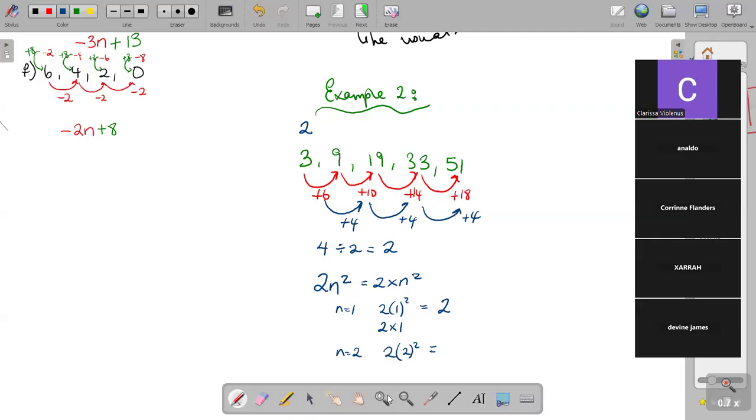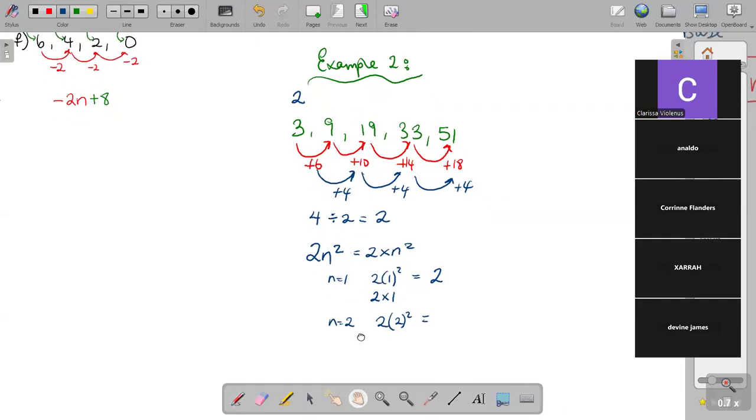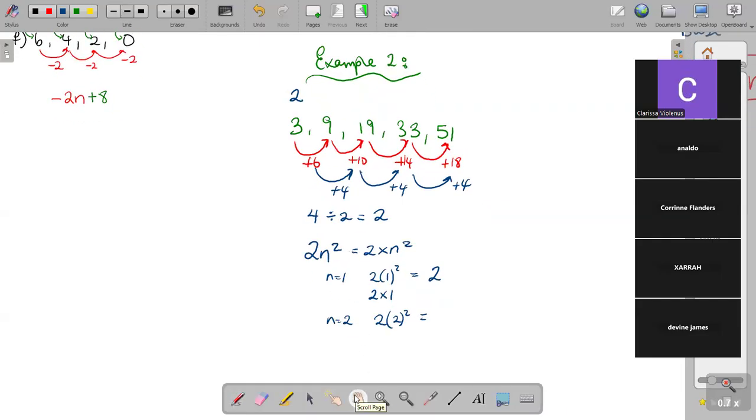What is the answer for this? And this is us practicing. Okay, very good, guys. Because we know this means 2 times 4. Everybody see that? So that will be 8. Very good, everybody. What is the third position number when n is 3? That will be 2 times 3 square. So what would that be?